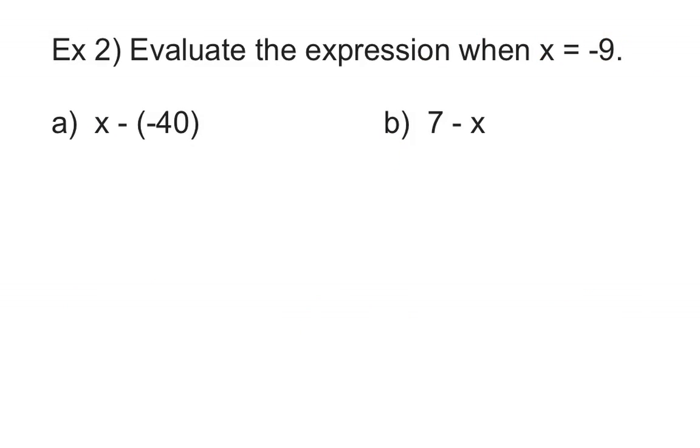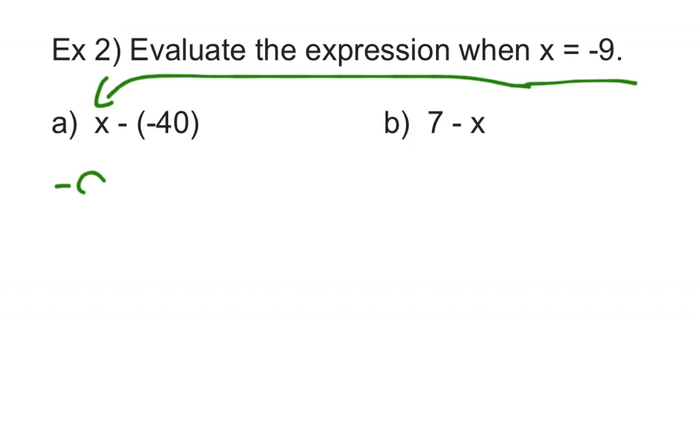One last problem for us. Here we go. Evaluate the expression when x equals negative 9. Really the same thing, except the first step is to plug in what the variable equals. So pause the video, go ahead and do these on your own, and then I'll finish up. Okay, we're back. Since x equals negative 9, I'm going to plug that in place of x, so that becomes negative 9 minus a negative 40.